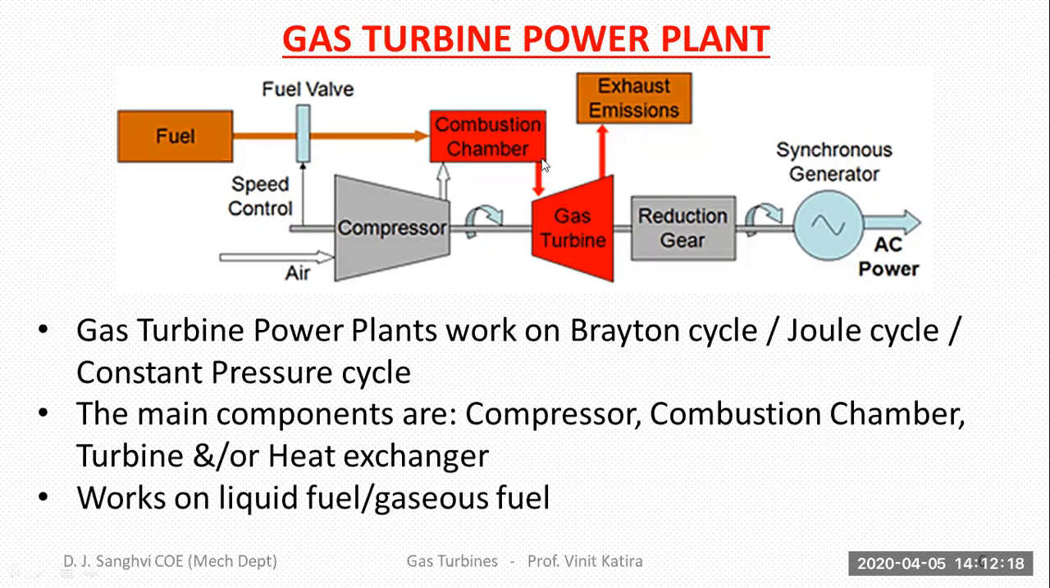The expansion will cause the transfer of momentum into the turbine shaft, and that shaft, by means of a gear train, will be sent to the generator where your AC power is generated, and then the exhaust emissions are allowed to move out of the gas turbine.